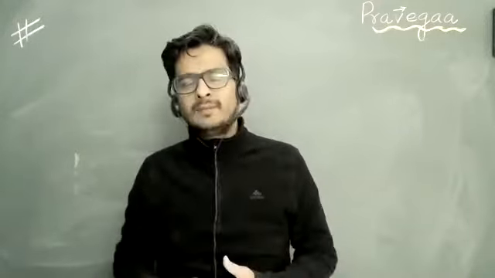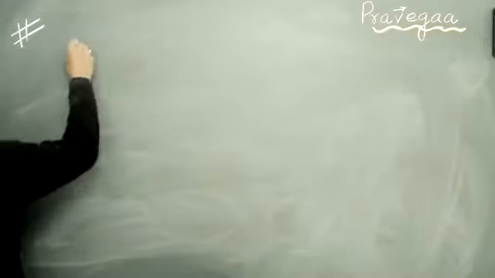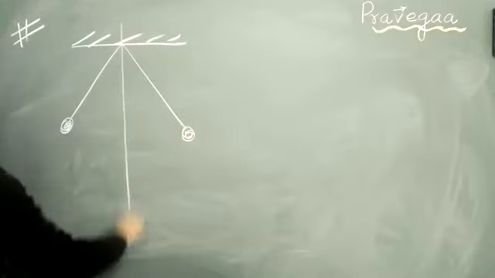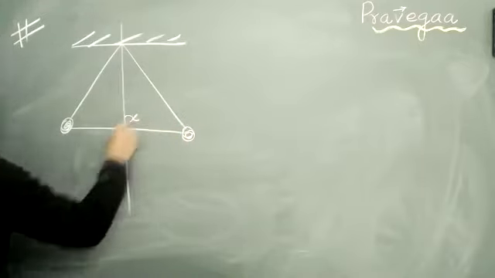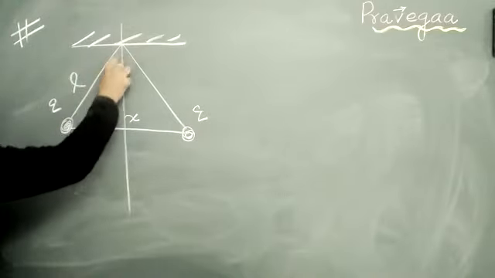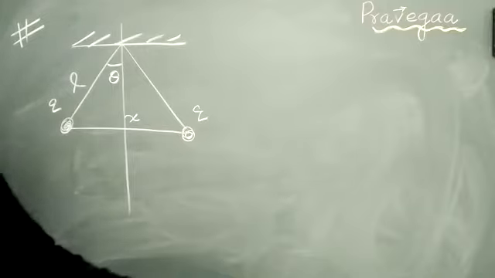This is very nice. If you want to note it down in the form of language also. So this is a support and two charges are there, and obviously they are charges, so they will be separated by a distance x, right? And the charge is q. This distance is L and this is small angle theta, right? So this is the system.